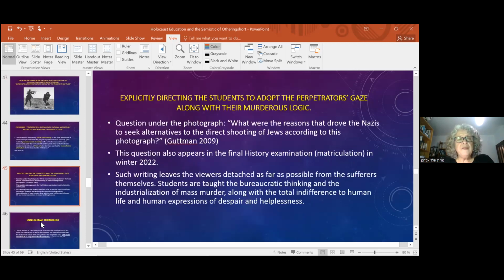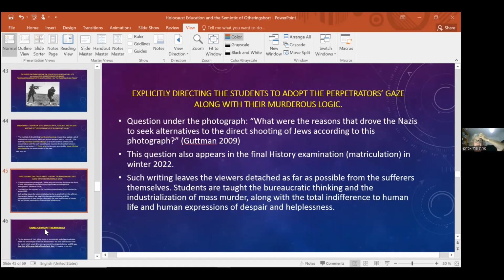Another book even prompted the children to adopt Nazi logic when they asked what were the reasons that drove the Nazis to seek an alternative to the direct shooting of Jews, according to this photograph. This question appeared also in the matriculation exam in 22. And such writing leaves the viewers detached as far as possible from the sufferer themselves.